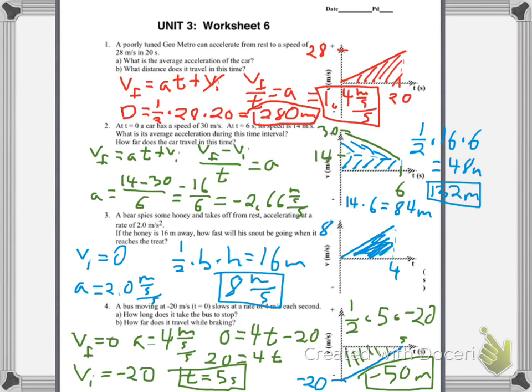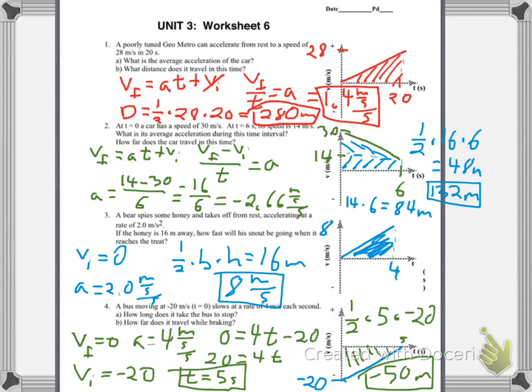So here we have a triangle and a rectangle. We need to find the area of both and add it up. For the triangle, we have 1/2 times our base of 6 seconds times our height of 16 meters per second for a total of 48 meters in the triangle. For the rectangle, we have a height of 14 meters per second and a base of 6 seconds for a total of 84 meters. Add those two together and we get 132 meters for the total distance.